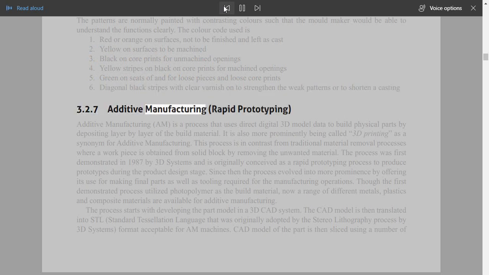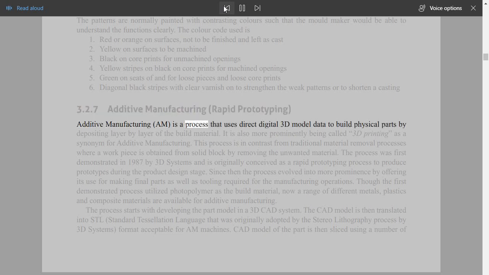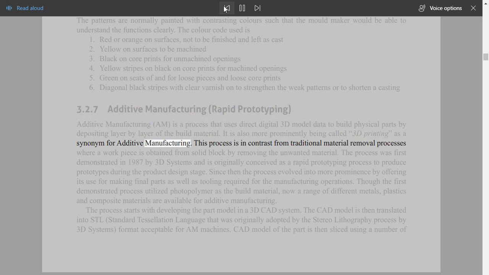3.2.7 Additive manufacturing, rapid prototyping. Additive manufacturing, AM, is a process that uses direct digital 3D model data to build physical parts by depositing layer by layer of the build material. It is also more prominently being called 3D printing as a synonym for additive manufacturing.